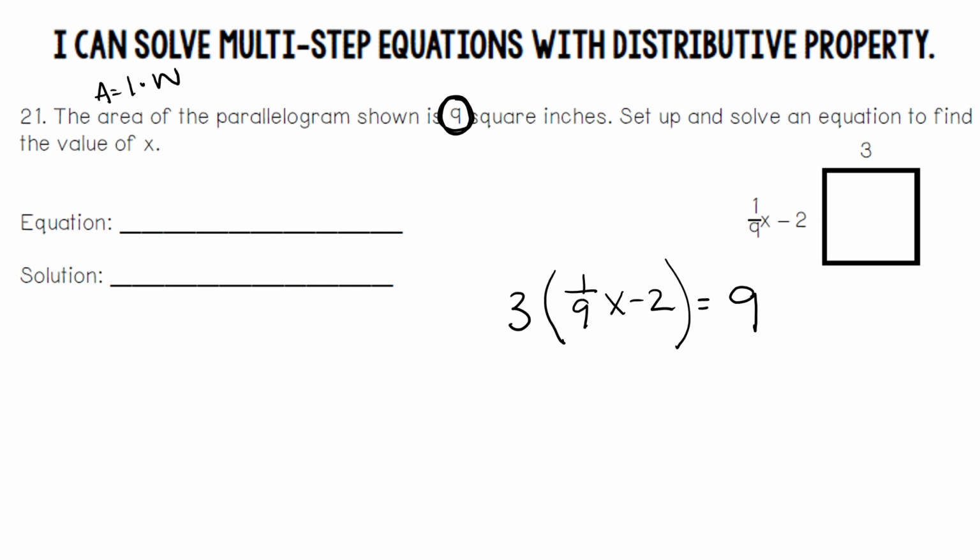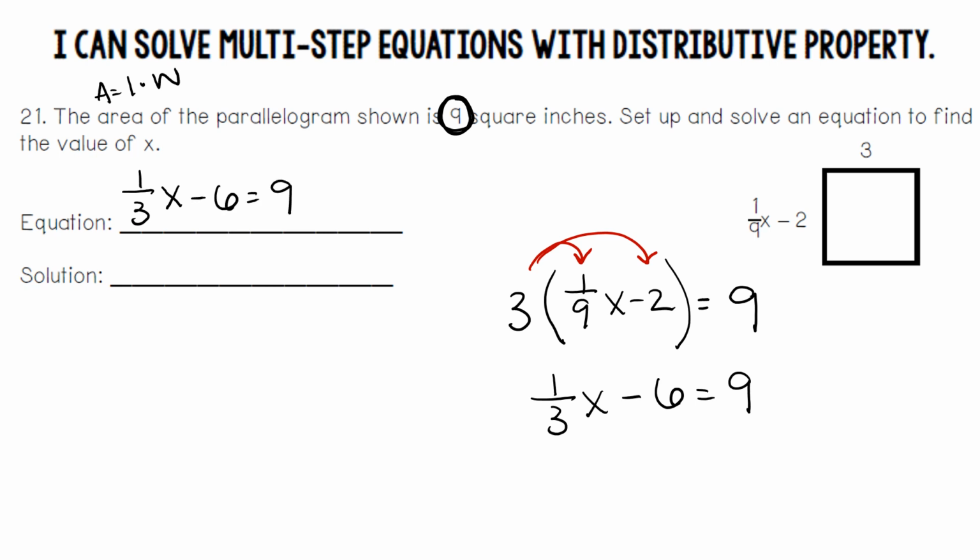So we can go ahead and solve our equation. We multiply our parentheses. So we're going to multiply the 3 times the 1/9, which gets us an answer of 1/3 x. We also multiply the 3 times the minus 2, which gets us a minus 6. This would be our equation: the 1/3 x minus 6 equals 9. That's our simplified part. Then we go on to actually solve it.